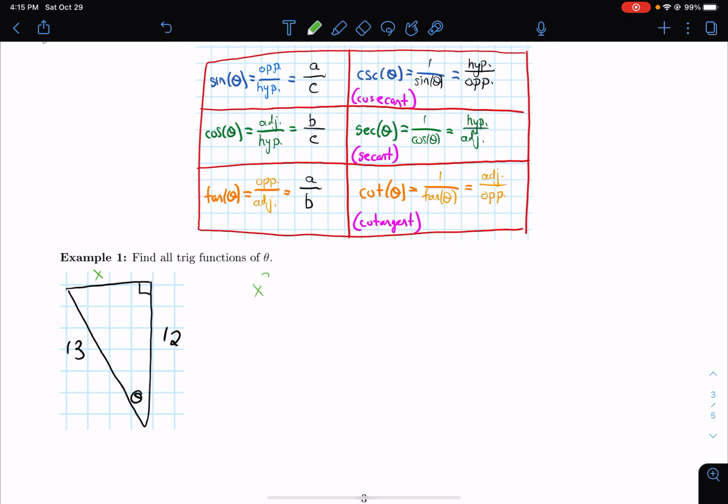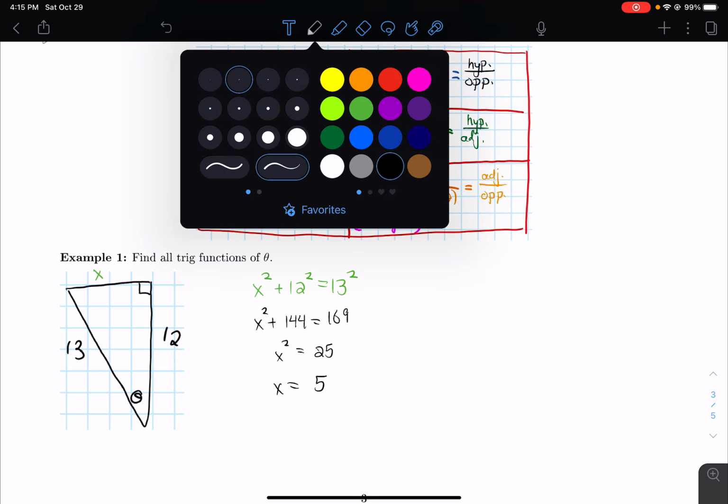If I use the Pythagorean theorem, we get x squared plus 12 squared equals 13 squared. If I evaluate and solve here, this is x squared plus 144, and 13 squared is 169. So let's isolate the x. I'll subtract 144 and get x squared equals 25. And then square rooting both sides, I'll get that x equals 5.